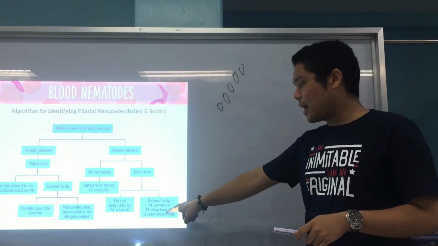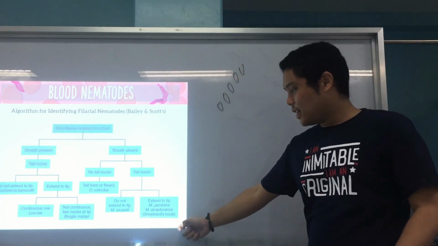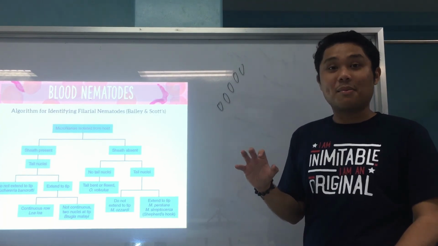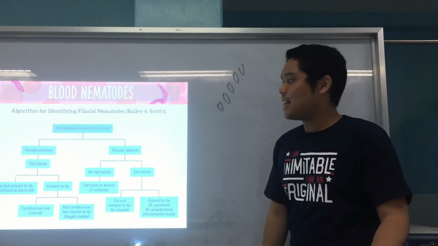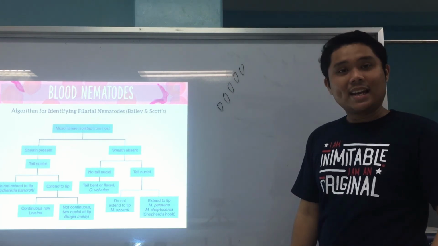And for Mansonella streptocerca, again, the characteristic shape of the tail is bent, similar to a shepherd's crook. So I think that's very much easier to identify, right? So I hope you get it. Alright, and it's very easy to comprehend.